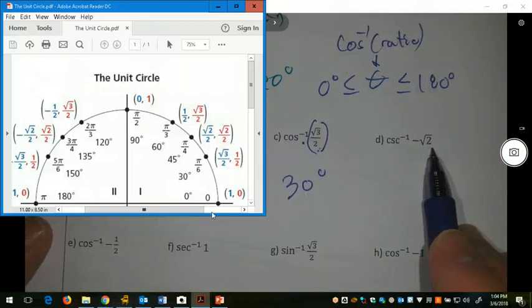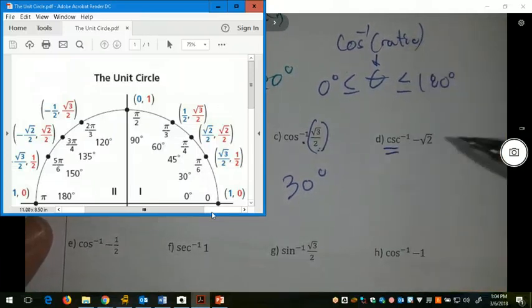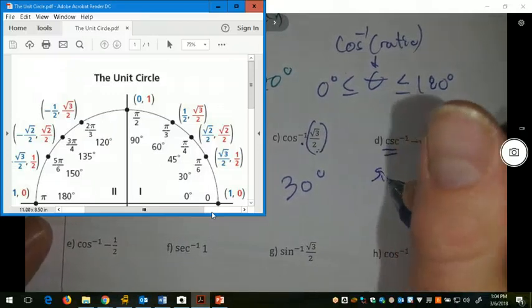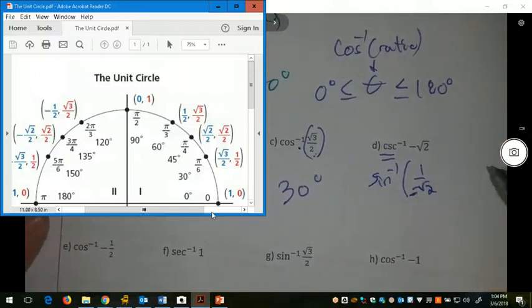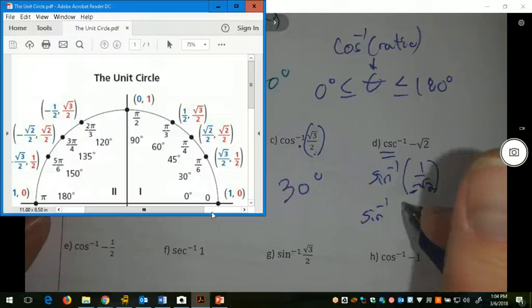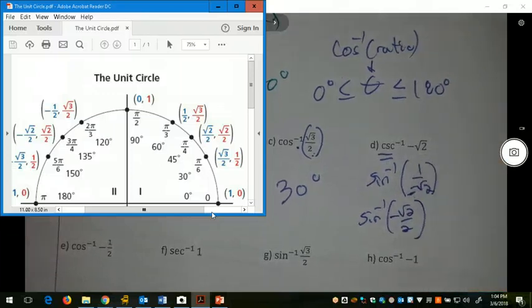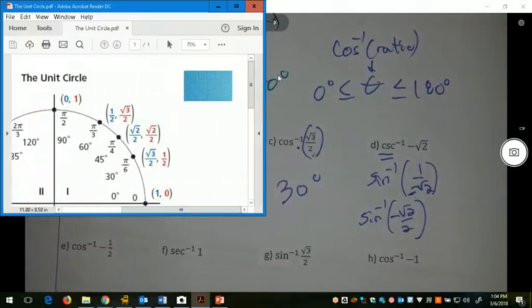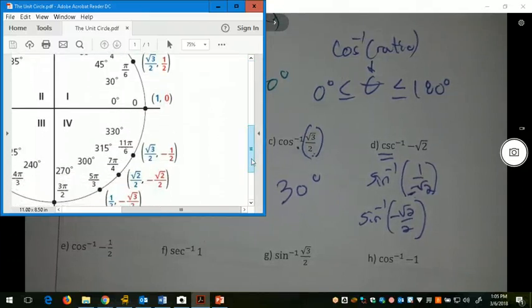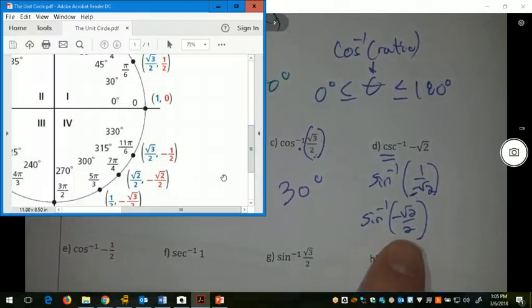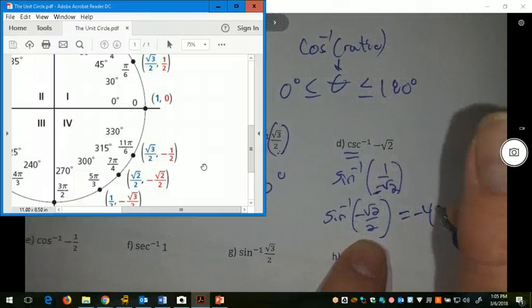Cosecant inverse of -2. Cosecant is the reciprocal of which function? So I'm actually looking for sine inverse of 1 over -2, which if I rationalize that is sine inverse of -square root of 2 over 2. When I'm doing sine, do I want quadrants 1 and 2 or quadrants 1 and 4? 1 and 4. So changing this so I only see quadrants 1 and 4, which one has that answer? Where is -2 over 2? Where is sine -45? 315, which going in the opposite direction is -45 degrees.